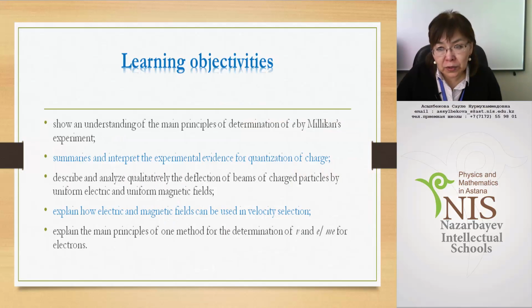There are 5 learning objectives which we can find in Unit 3. The first one: show understanding of the main principle of determination of e by the Millikan experiment. Summarize and interpret the experimental evidence for quantization of charge. Describe and analyze quantitatively the deflection of a beam of charged particles by uniform electric and uniform magnetic fields. Explain how electric and magnetic fields can be used in velocity selection, and explain the main principles of one method for determination of velocity and the charge-mass ratio for electrons.